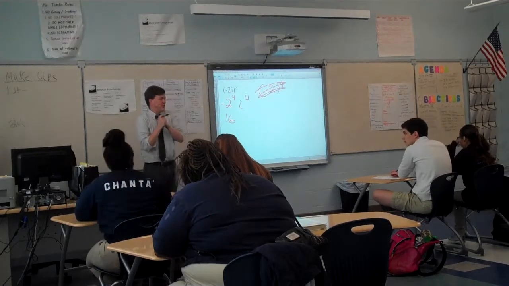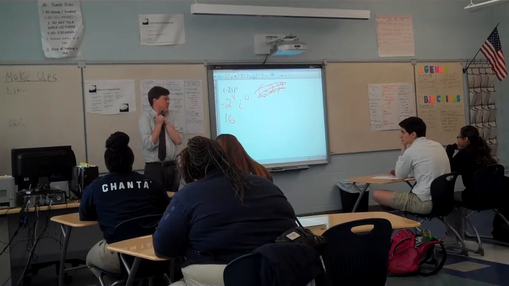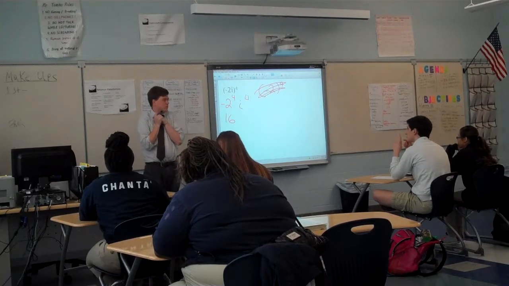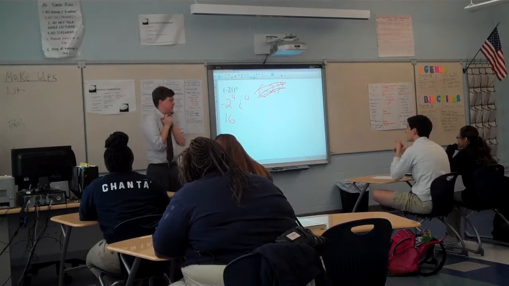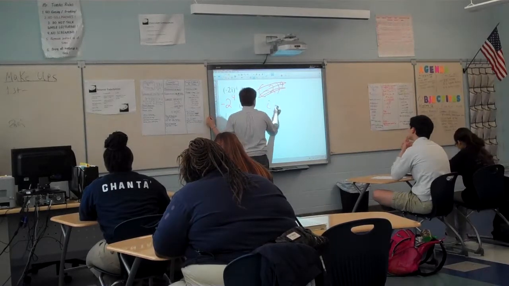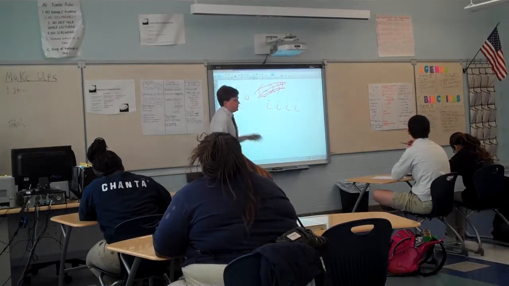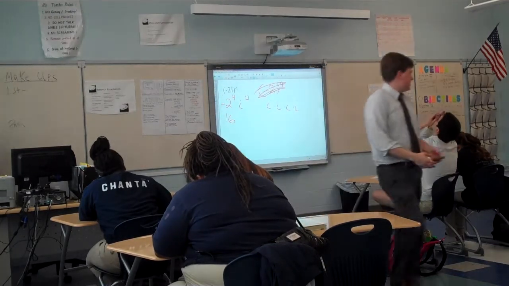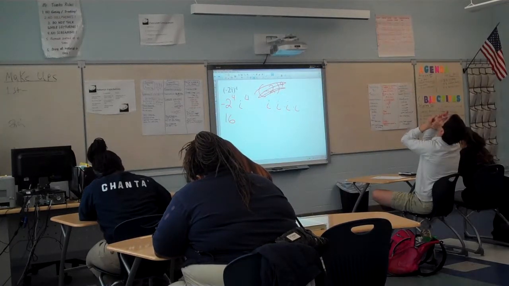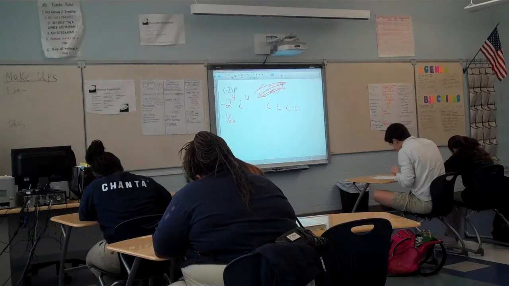Now, i to the 4th is tricky. What does it mean, i to the fourth power? What does it mean I do? You multiply i by itself. i times i times i times i. Take 15 seconds. Write it out on your paper. What is it? What's i times i times i times i?